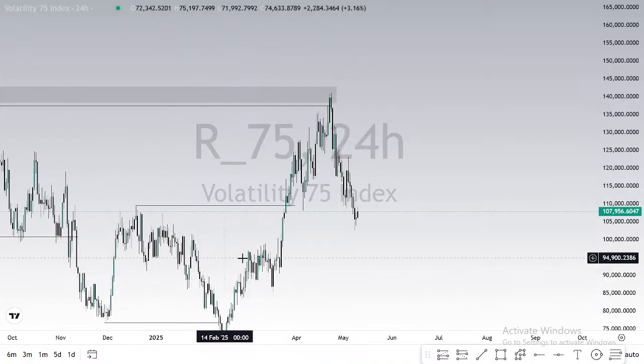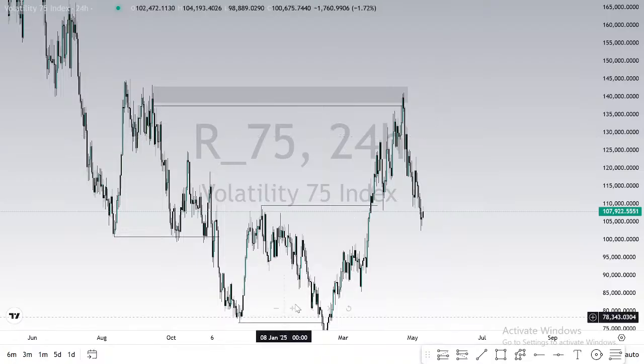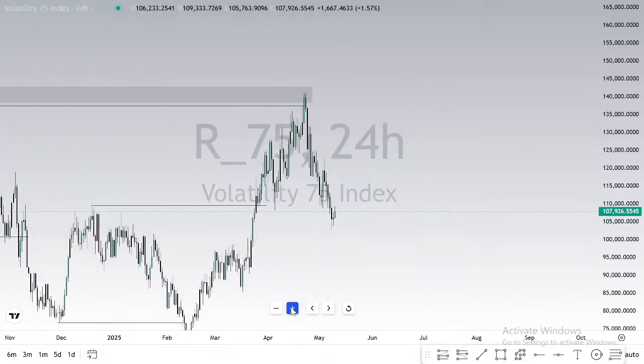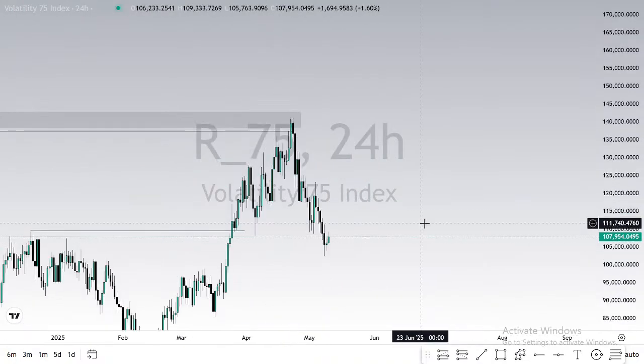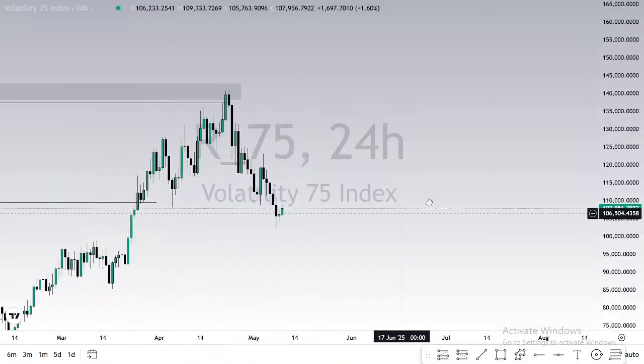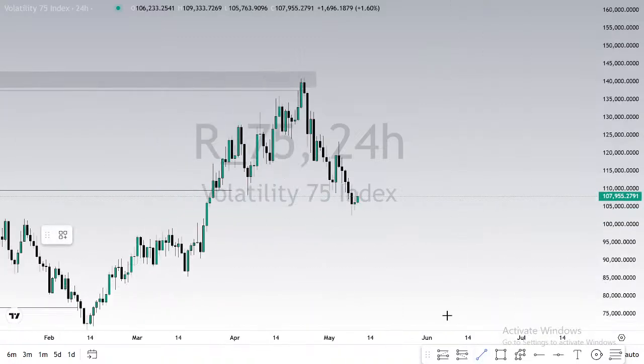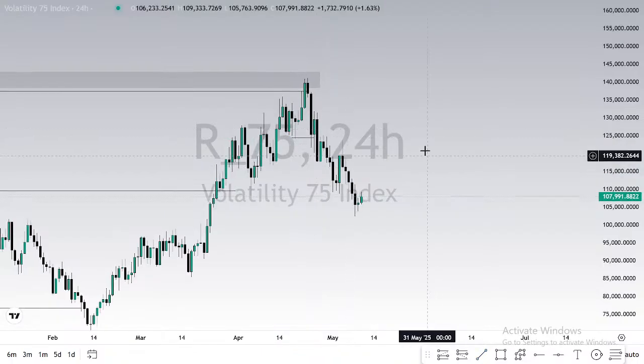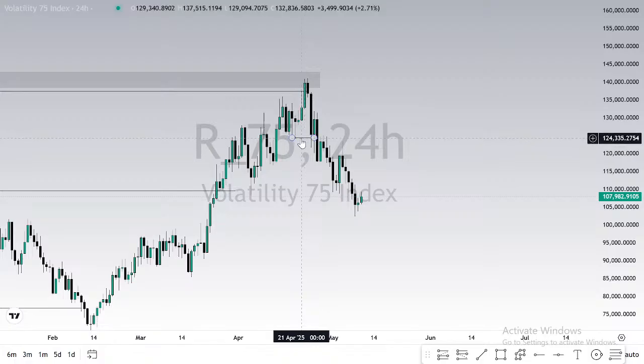So we now have an external change of character again. Aside from the normal change of character here, we now have an external change of character to the downside, which we're going to be marking as this low. And remember, it is reacting at a good area of interest, so this change of character is also valid.